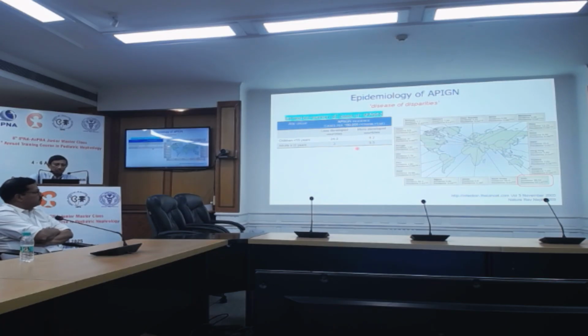Similarly, in adults the incidence is lower, but there is also a difference between the developed and the developing world in the adult population as well. So you can see that the incidence in India is much higher than in some of the developed nations. Also, the trend has shown that since the 80s, with improving conditions, the incidence has declined over time.